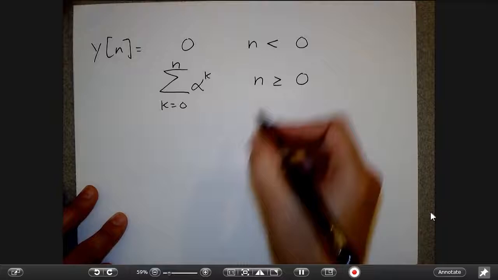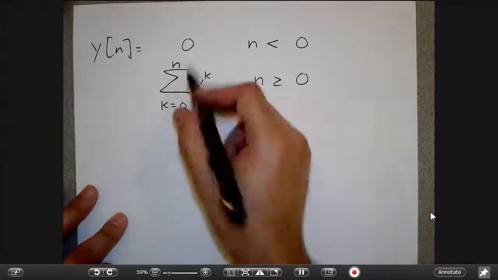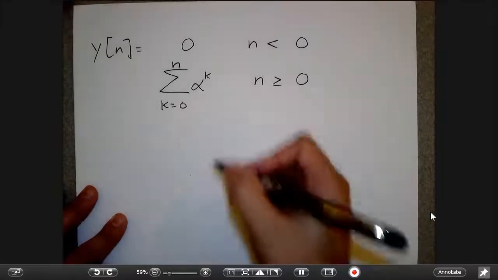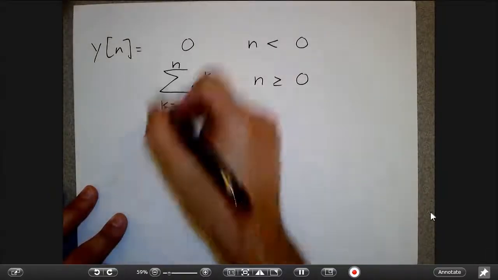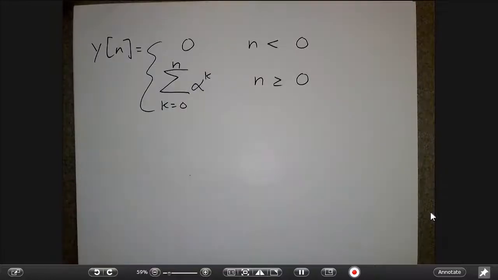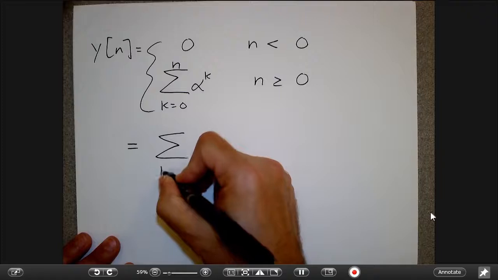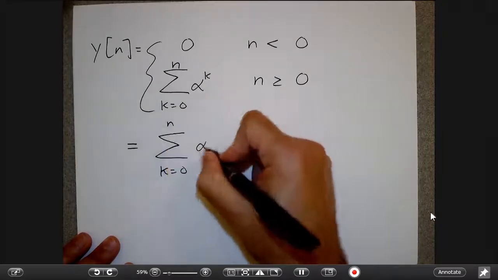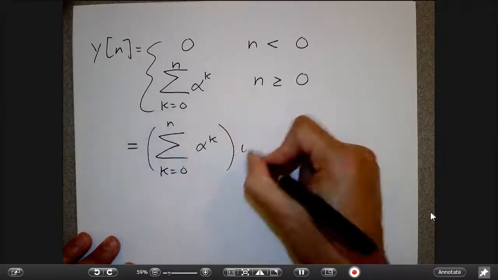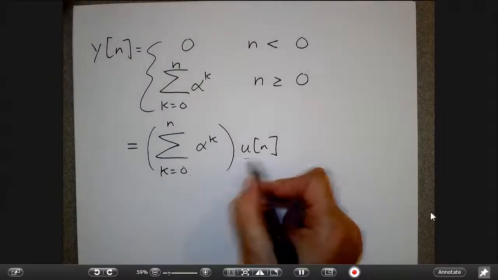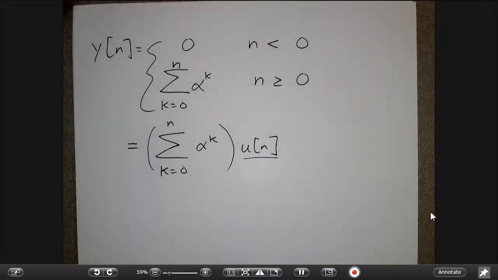Again, let's unpack this a little bit. This is just saying that when n equals 2, I get 1 plus alpha plus alpha squared. That's what I got before. An equivalent way of writing this, instead of this cases way of writing things, is to say that I have this thing times the step function. In this way, I've compactly written what happens. And this makes it really clear that the output is zero when n is less than 0.